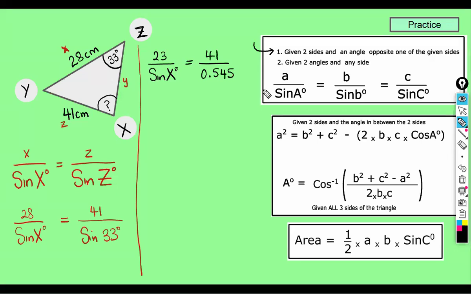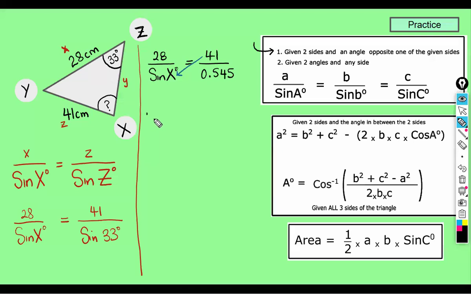Time to do what now? Cross multiply. So let's cross multiply. Right? Somebody said I made a mistake. Oh, I put 20. Oh, sorry. It's 28. I put 20. Sorry, I'm getting tired. It's 28. My mistake.